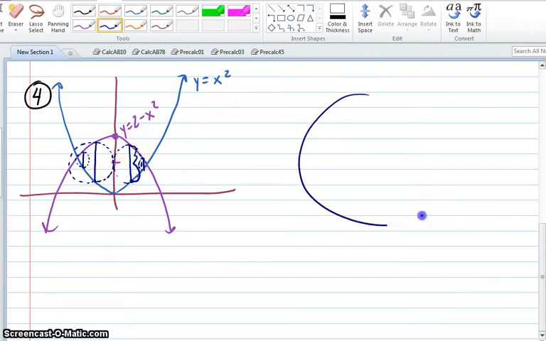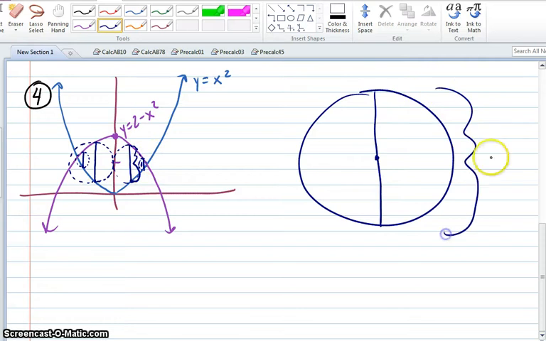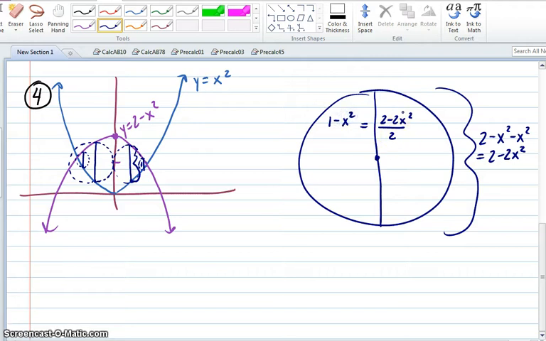When we think about what that circle looks like, we're looking for that whole diameter. That whole diameter will just be top function minus bottom function. So this diameter will be 2 minus x squared minus x squared, which is 2 minus 2x squared. But we need the radius to find the area of these circles, so we divide by 2. 2 minus 2x squared over 2 is just 1 minus x squared. So the radius is 1 minus x squared.